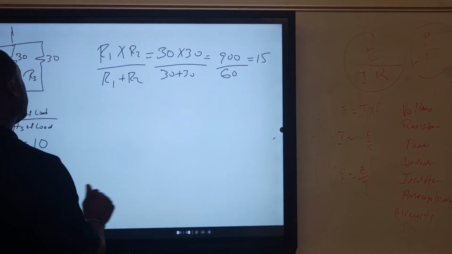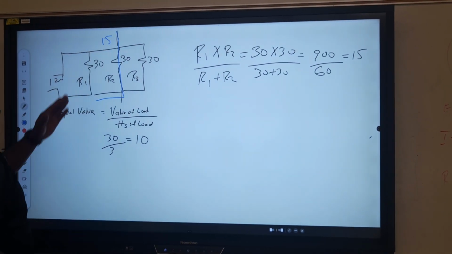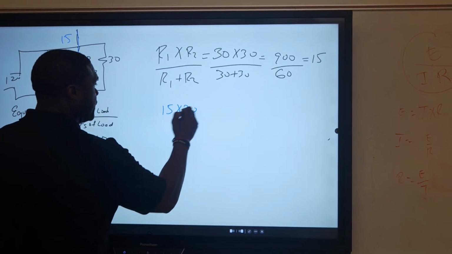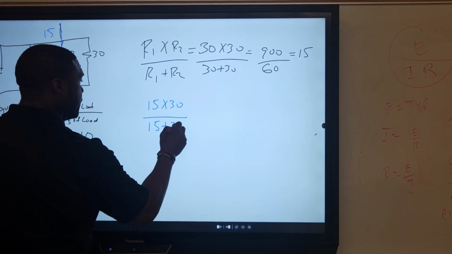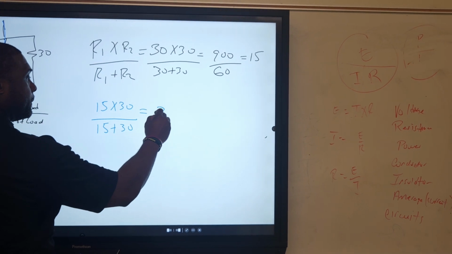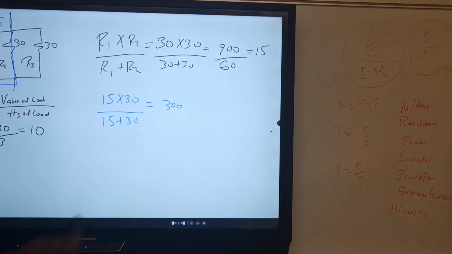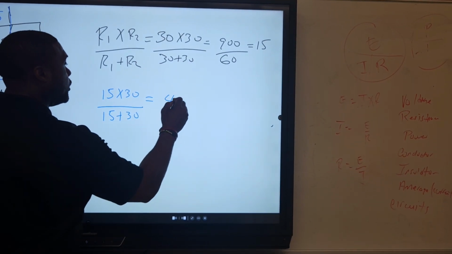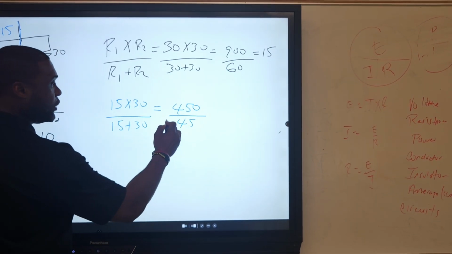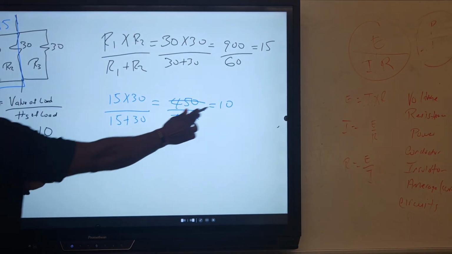Nice, that's 15. So now these two are 15. So now we go 15 and 30. We can go 15 multiplied by 30 over 15 plus 30. What's 15 multiplied by 30? 450. What's 15 plus 30? 45. 45 goes into 45 once, 45 goes into 450 ten times. We still got the 10.